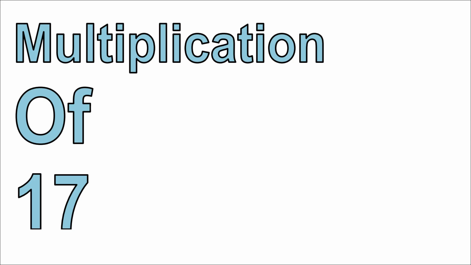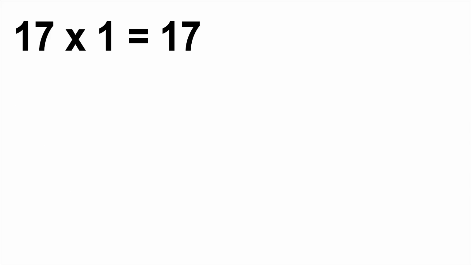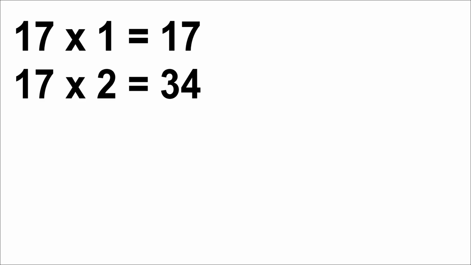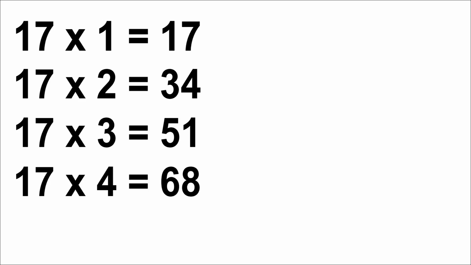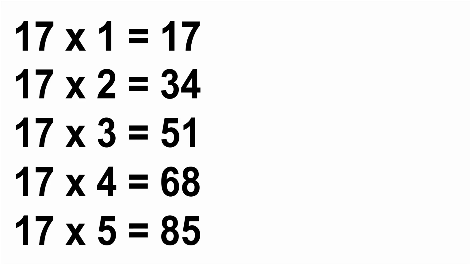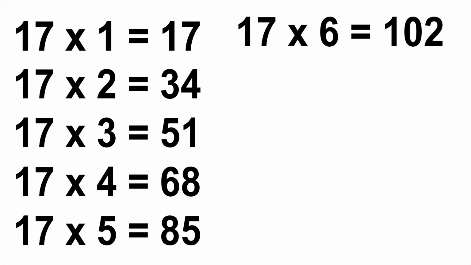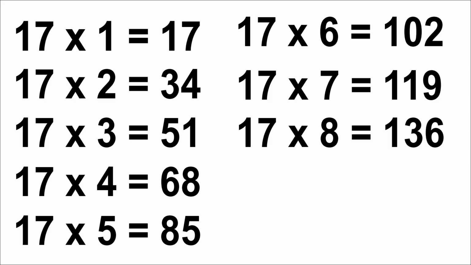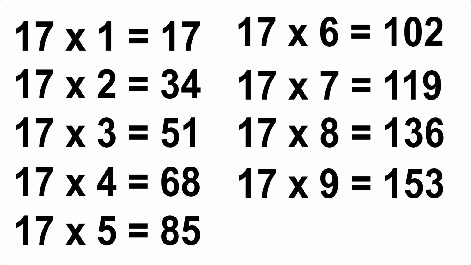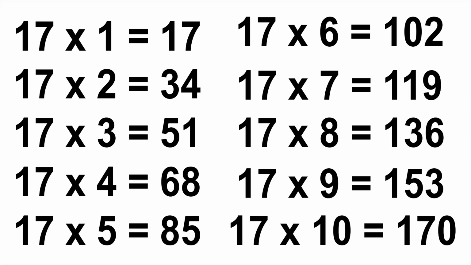Multiplication of 17. 17 times 1 is 17. 17 times 2 is 34. 17 times 3 is 51. 17 times 4 is 68. 17 times 5 is 85. 17 times 6 is 102. 17 times 7 is 119. 17 times 8 is 136. 17 times 9 is 153. 17 times 10 is 170.